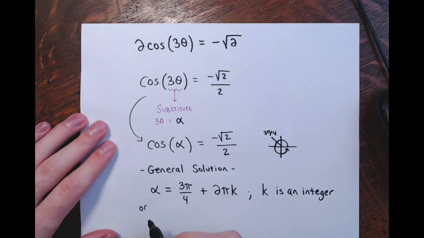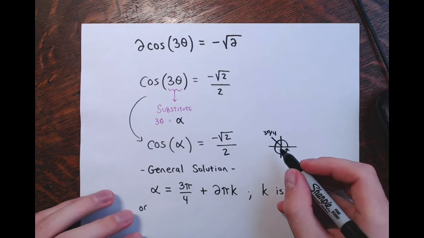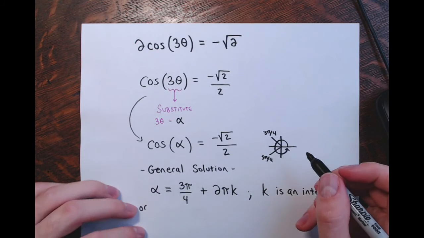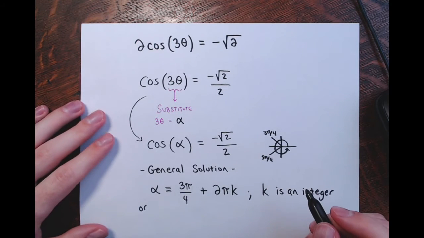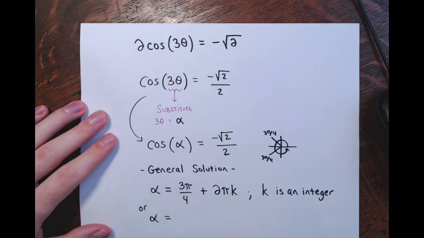But that's not the only angle, right? 3 pi over 4 is not the only angle that had a cosine of negative root 2 over 2 when you went around the unit circle once counterclockwise. The other one would have been 5 pi over 4, right? That would also have a cosine of negative square root of 2 over 2. So alpha, this substitution variable here, could also be replaced with 5 pi over 4 plus any multiple of 2 pi, so 2 pi k, where k is some integer.